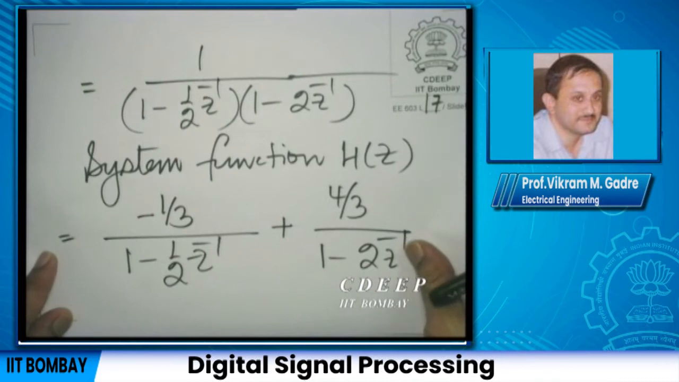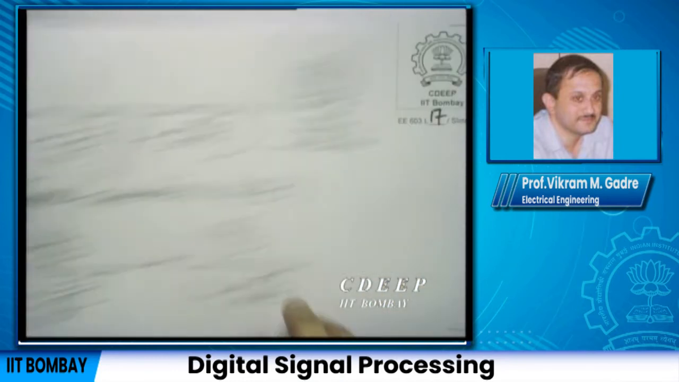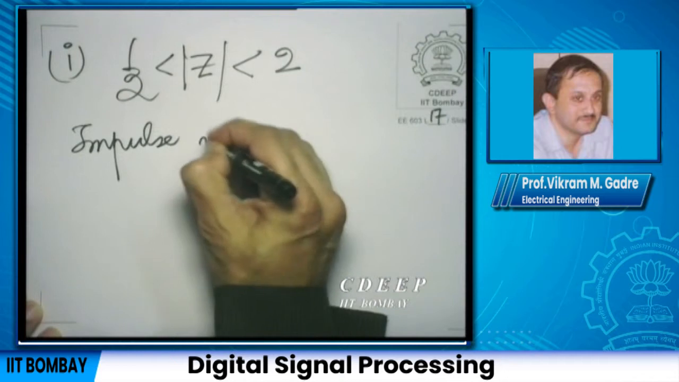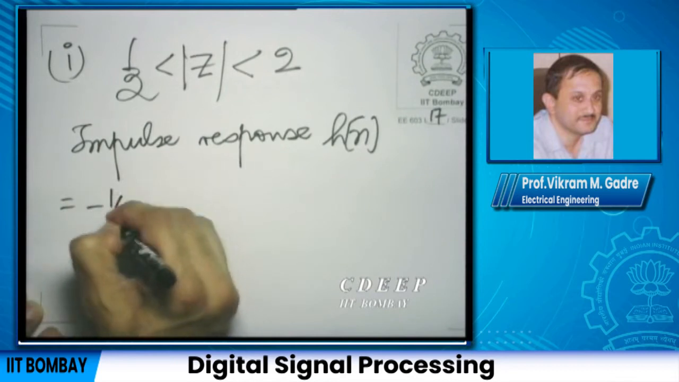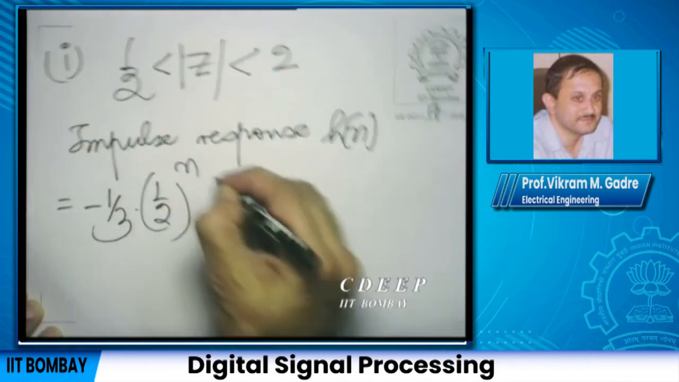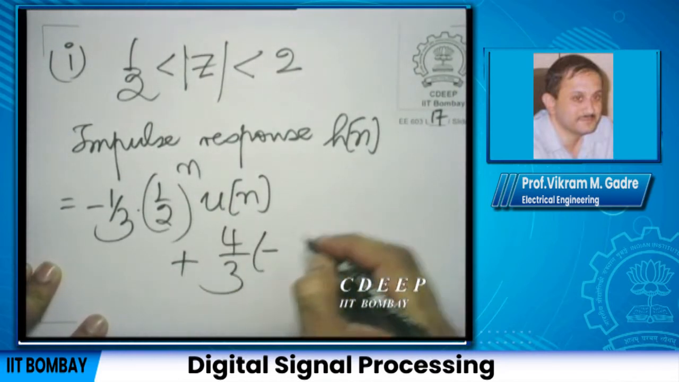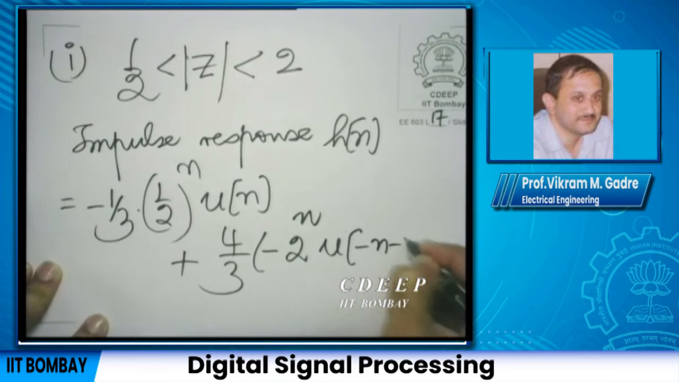Now, when mod z is between half and 2, for this term mod z is greater than half. So, you have a right sided sequence coming out of this, and for this term mod z is less than 2. So, you have a left sided sequence coming out of this. So, all in all you get the impulse response h n to be minus 1 by 3 half raised to the n u n plus 4 by 3 into minus 2 raised to the power of n u minus n minus 1.